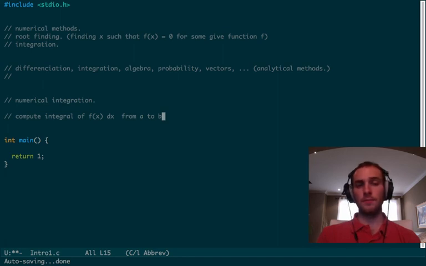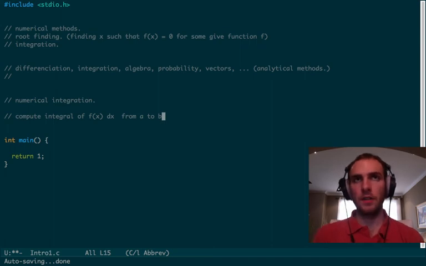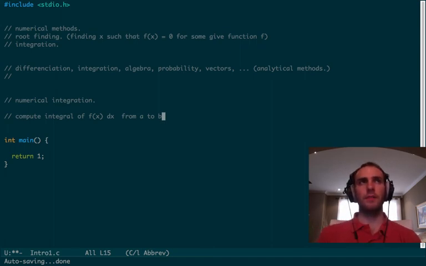For example, in quantum mechanics, whenever you're doing probability and you're trying to find the probability that something happens, you're going to do integration probably.